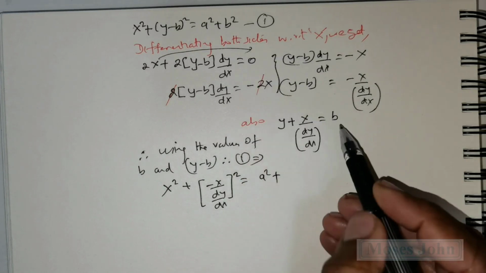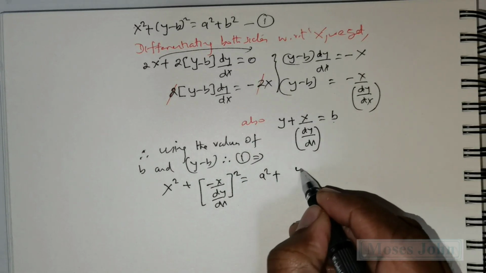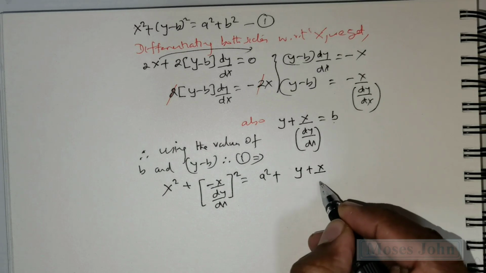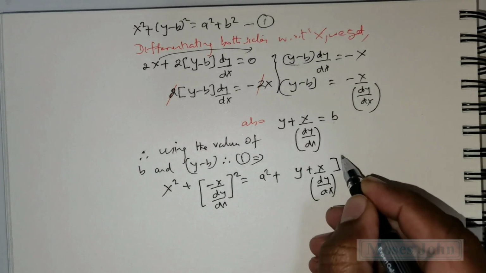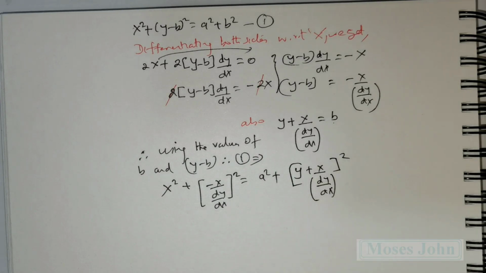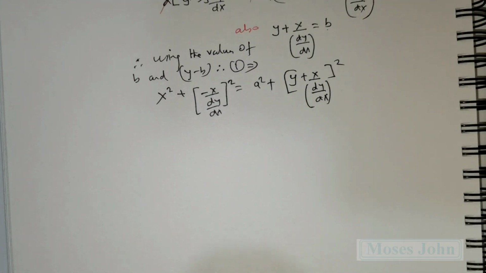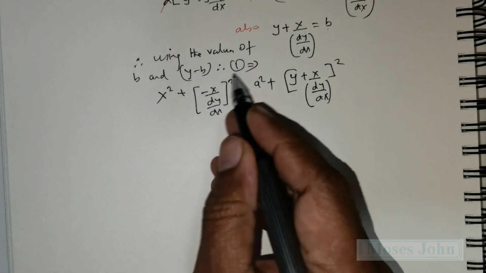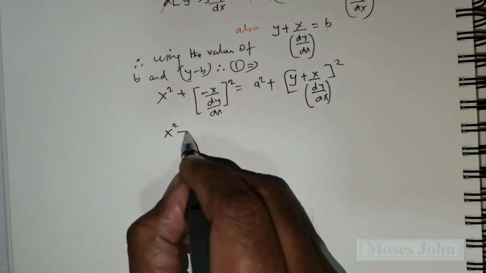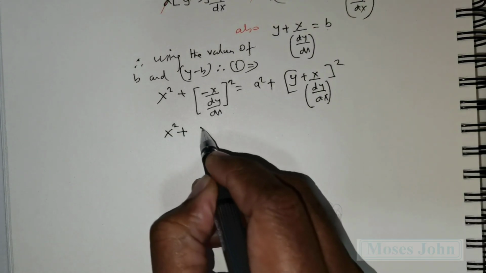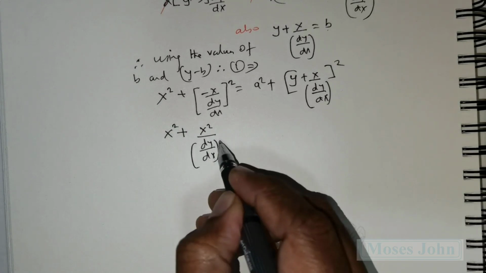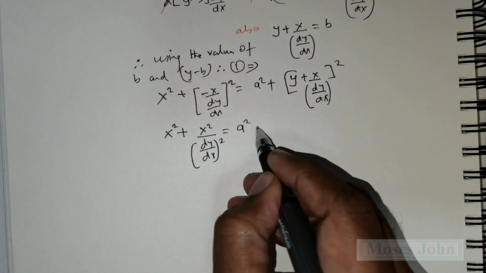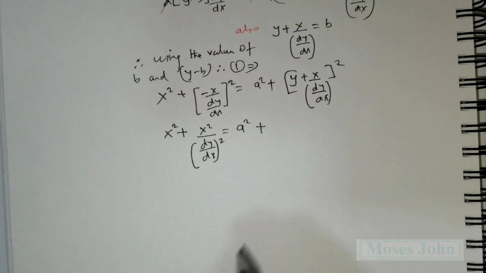In the place of b, I'm going to substitute this. It's going to be y plus x divided by dy over dx, and that has to be raised to the power 2. This is what I've got. Now, if I were to square this, this is going to be x squared plus x squared divided by dy over dx raised to the power 2 is equal to a squared plus.